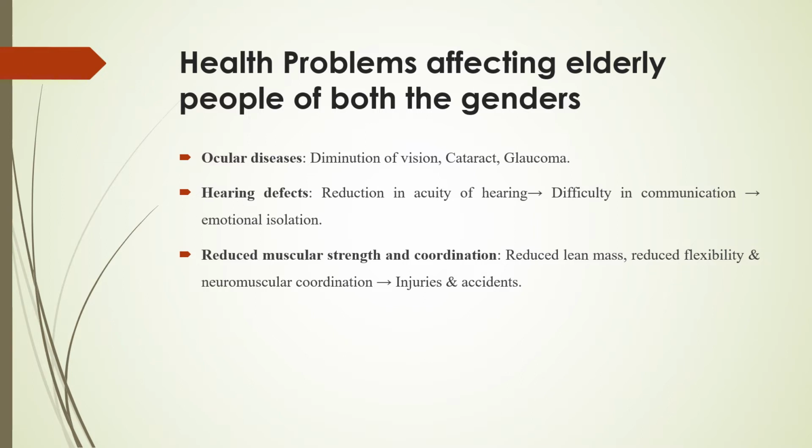Then the next is hearing defect. Due to reduction in acuity of hearing, there will be difficulty in communication, and they will suffer on a day-to-day basis while communicating with other people, even with their family members. It ultimately leads to their emotional isolation. Then another problem is reduced muscular strength and coordination: reduced lean mass, reduced flexibility of muscles, and reduced neuromuscular coordination. Ultimately, all these things make elderly people prone to various kinds of injuries and accidents.